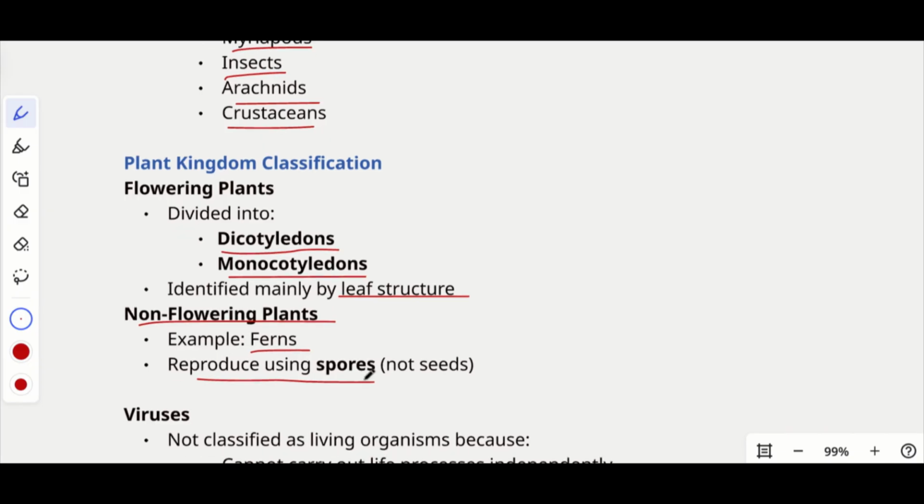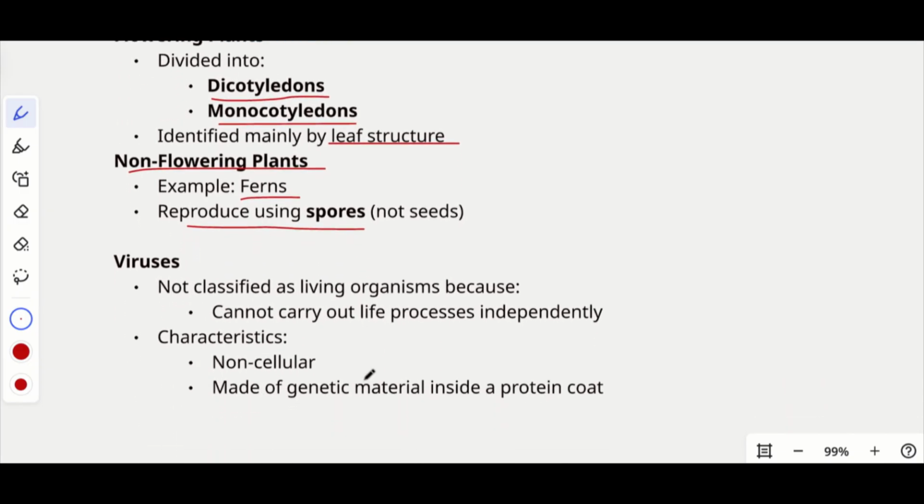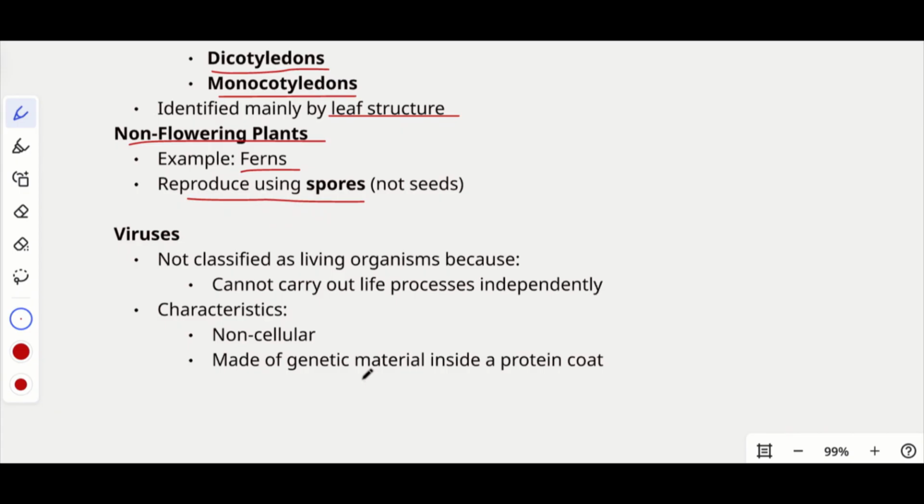Now we have the viruses. Viruses are not classified as living organisms because they cannot carry out life processes independently. They are non-cellular. They don't have a proper cell and are made of genetic material surrounded by a protein coat.